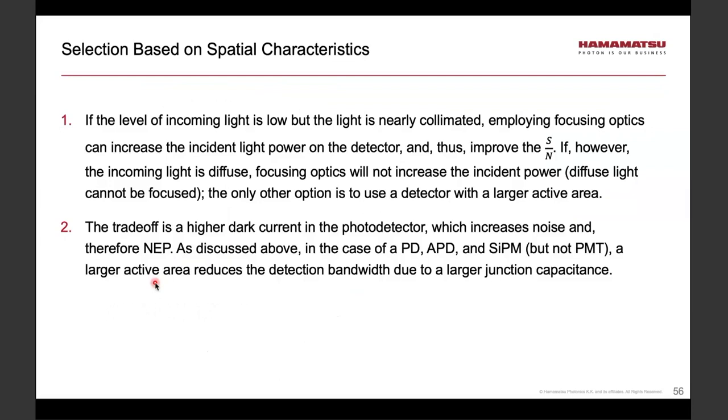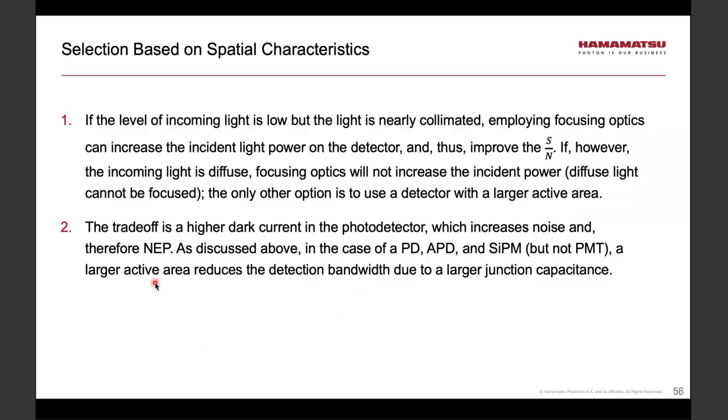Now, selection based on spatial characteristics. Again, the bottom line is that you cannot focus diffuse light, and so there, capturing more light will mean you have to have larger active area. If the light is collimated, yes, you can focus. Then one can use lenses to effectively increase intensity.